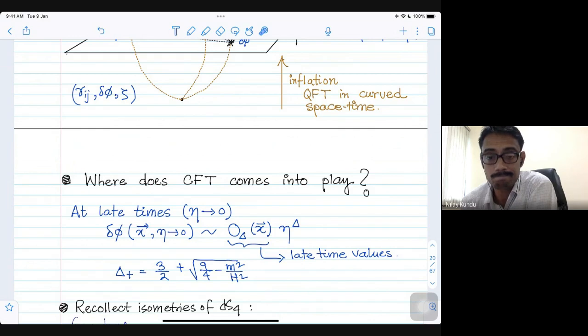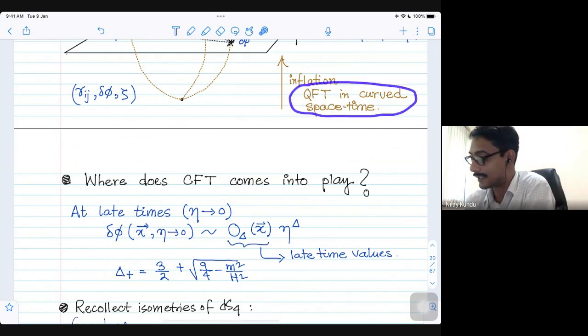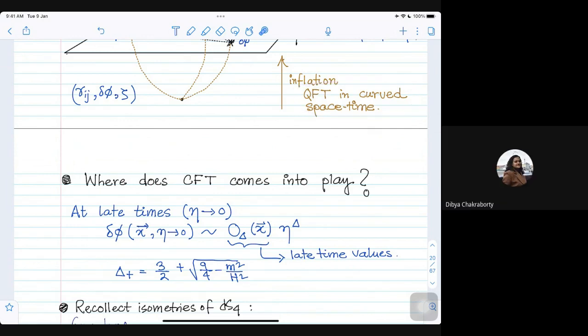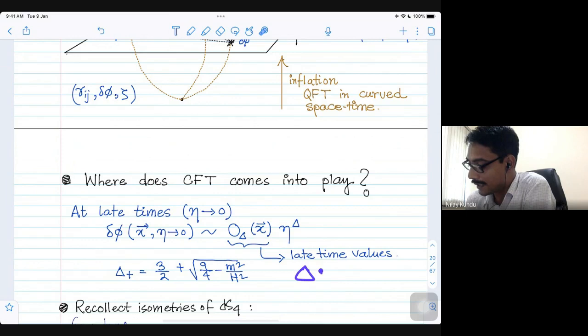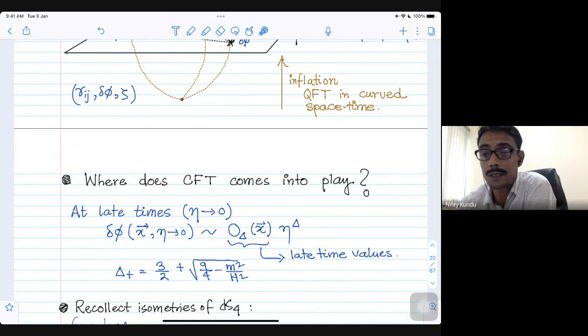So this is a separate question that you are asking me: if I'm doing quantum field theory of a scalar field with some mass in curved space-time, is there any bound on that mass? Yes, in this CFT formalism. And from the CFT point of view, this delta plus and delta minus will be related by something called the shadow transformation. They fall in some representation of the conformal group and all that stuff.